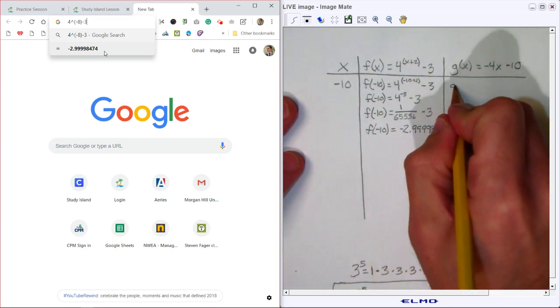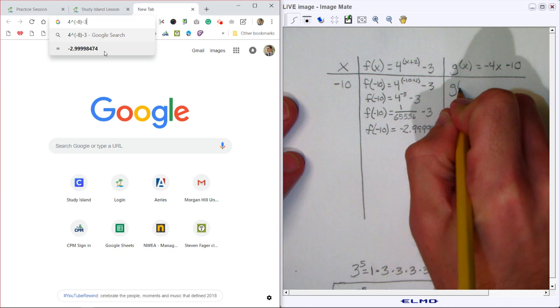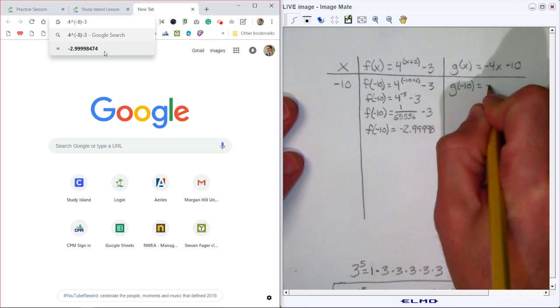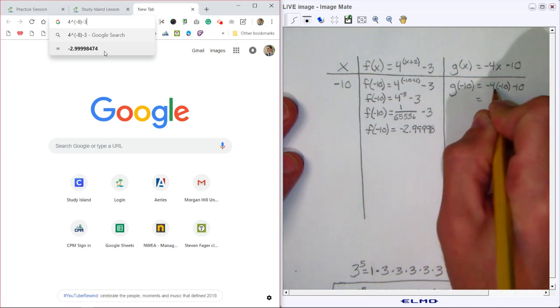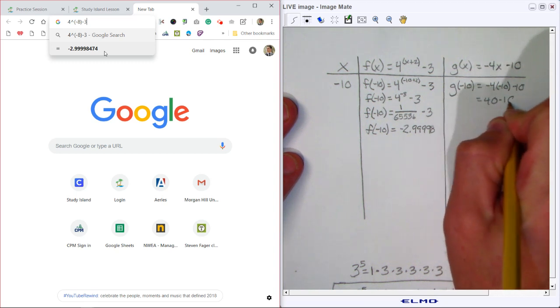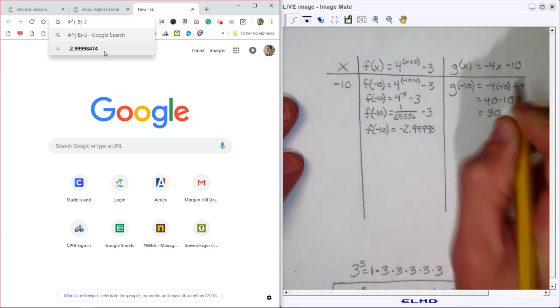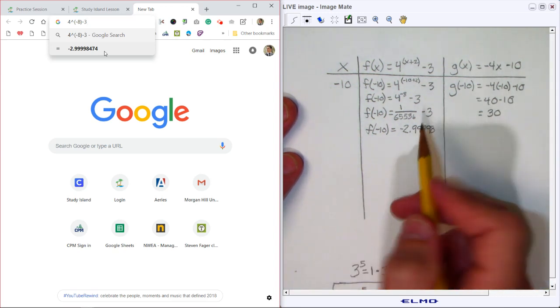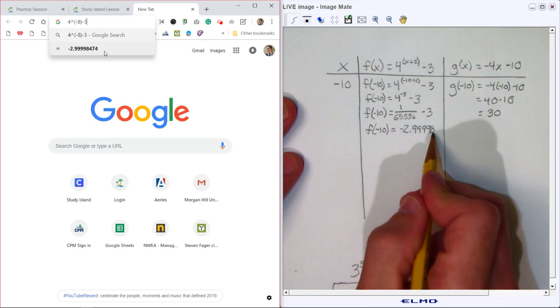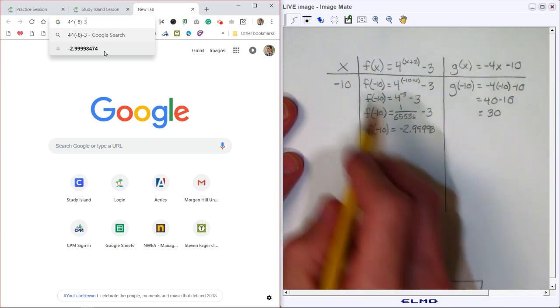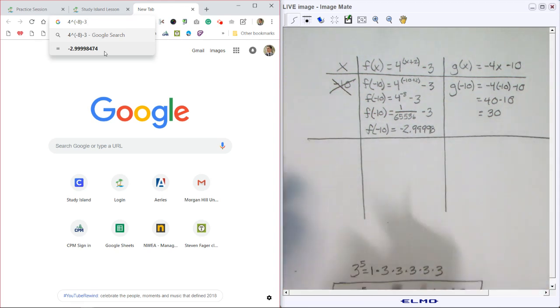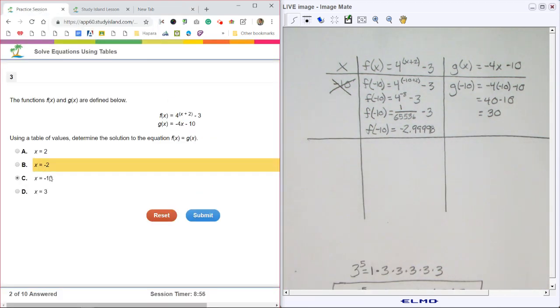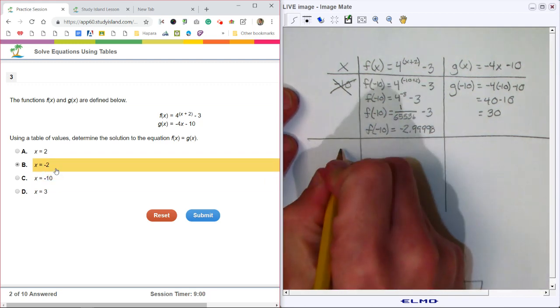All right, so what's g of x? G of x, in this case, g of negative 10, is equal to negative 4 times negative 10 minus 10. That is equal to positive 40 minus 10, and that is equal to 30. So the question is, did we get the same output? Clearly not. Negative 2.99998 is not the same as 30, so our answer is not negative 10. That's not the input we want. Let's test another input. We know it's not C. Let's try the next lowest one, negative 2.